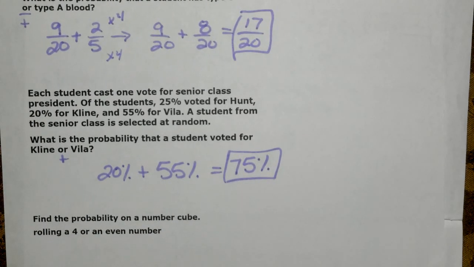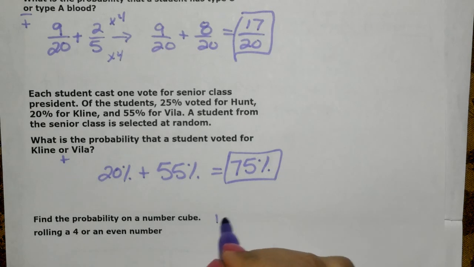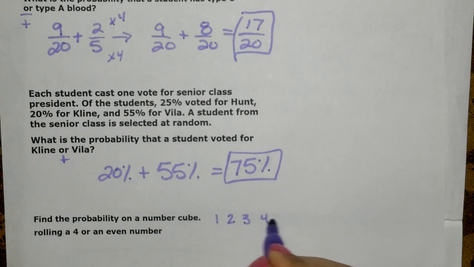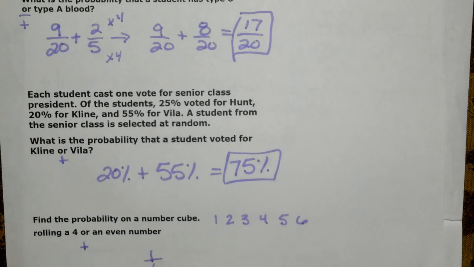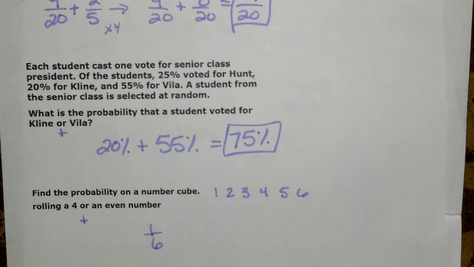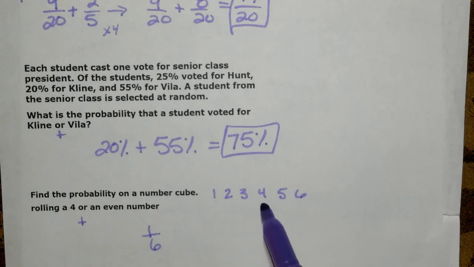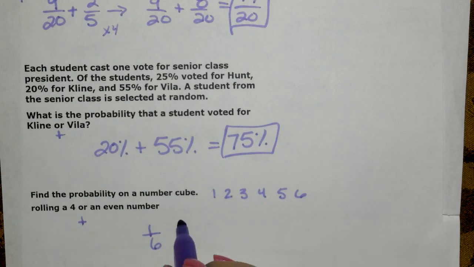All right, find the probability on a number cube. Okay, so our number cubes are 1, 2, 3, 4, 5, 6. Those are our faces on a number cube. What's our probability of rolling a 4 or an even number? Well, rolling a 4 would be 1 over 6. There's only one 4 out of 6. An even number, you could get a 2, a 4, or a 6, which is 3 over 6.